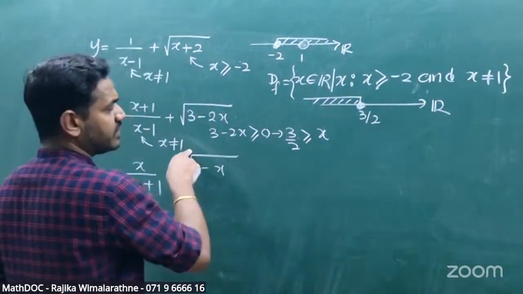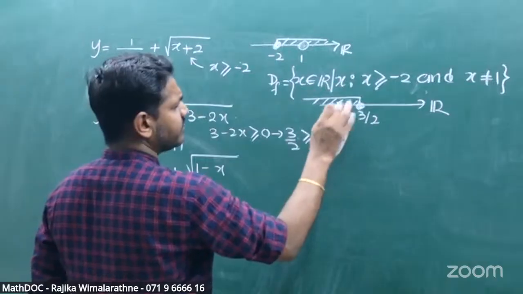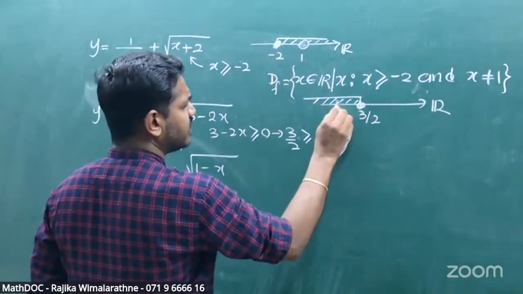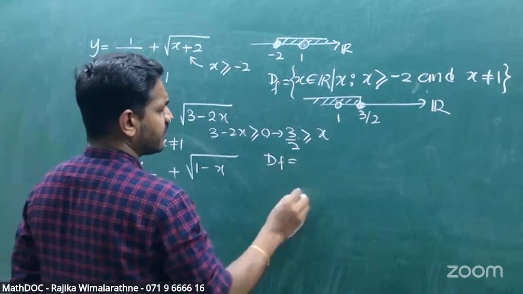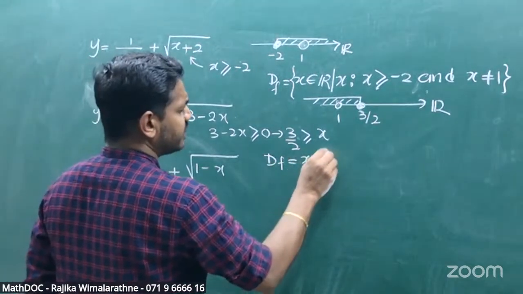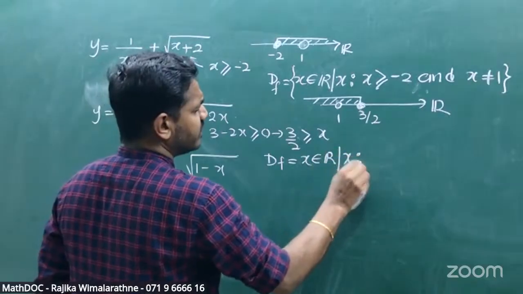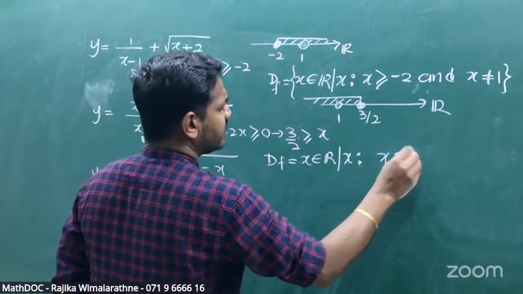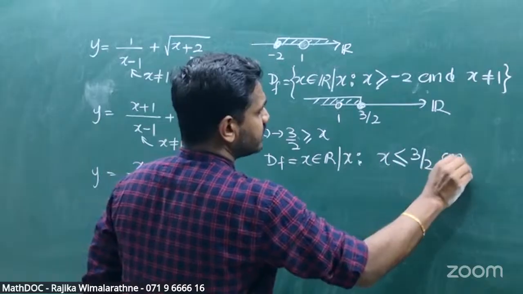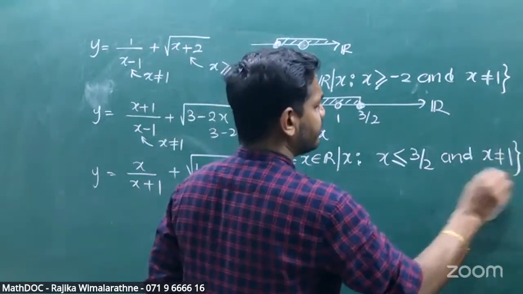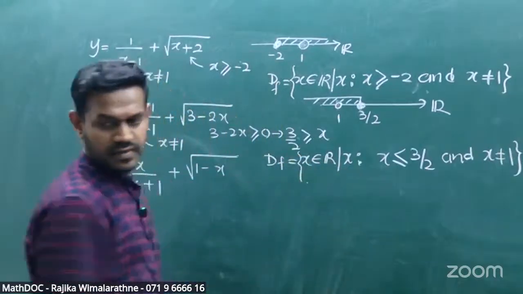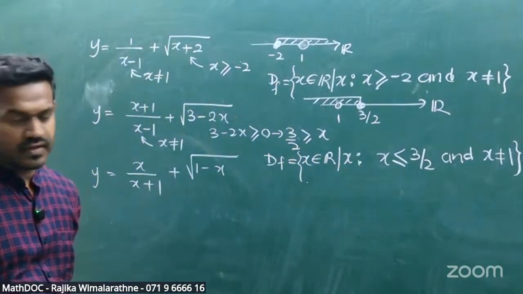So here x not equal 1. 1 somewhere here, no? Then you make a hole. Then the domain: x is an element of the real numbers, the set of x such that x is less than or equal to 3 over 2, and here this is an AND operation, x not equal 1. Okay.